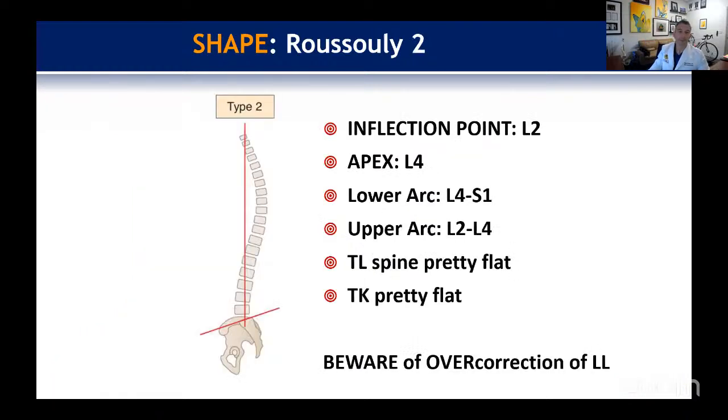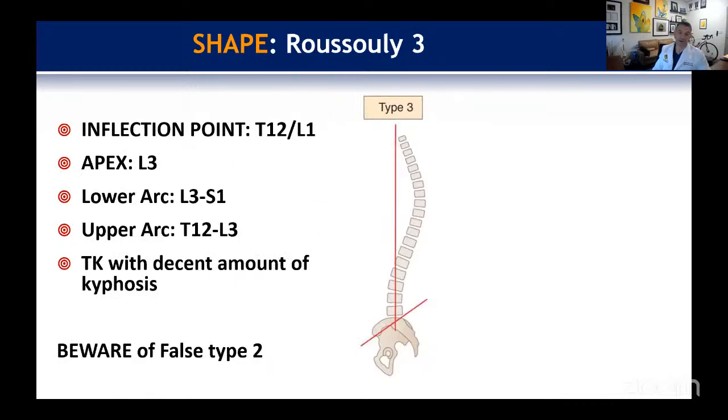And if you flatten them in surgery, it's a real problem because they will keep failing on you all the way up the spine. The Roussouly 2s, there are inflection points a little bit higher between the kyphosis and lordosis, but their apex of lordosis is a little bit lower still, at L4. And their thoracolumbar spine is actually pretty darn flat, and they stay pretty flat all the way up. And with these patients, you want to be wary of overcorrecting their lordosis because you can create a different kind of shape, and typically you'll create a Roussouly 3 or something like that.